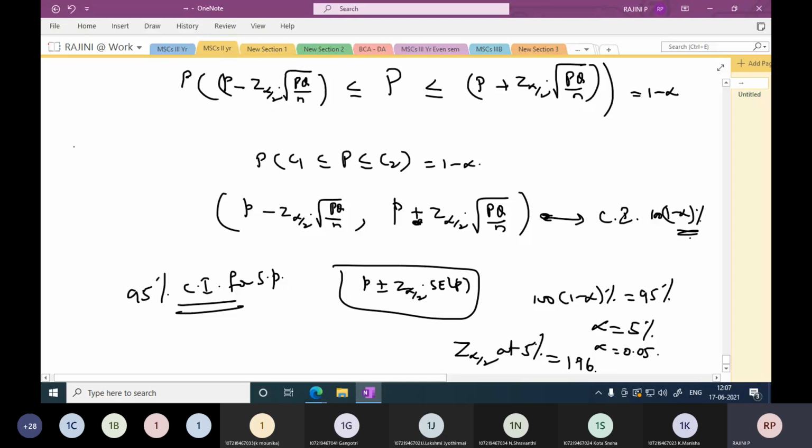Suppose I ask you to find the 99% confidence interval. Then what do you have to write? After doing the complete derivation, what do you have to write?